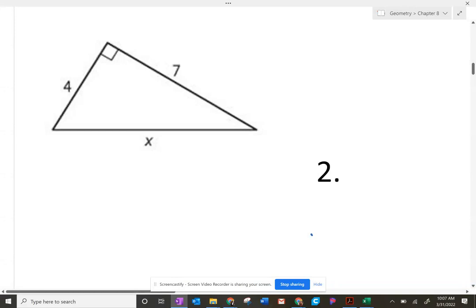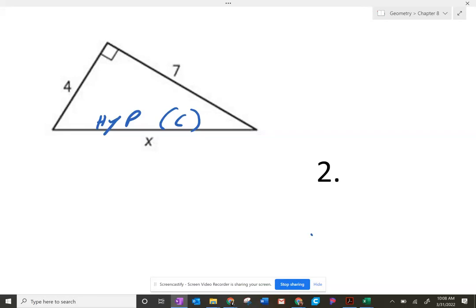All right, so I've got 4, a 7, and then there's an x. Remember, the side that is opposite the right angle is the hypotenuse, and that's always going to be the c value. No matter what, the hypotenuse is always going to be the c value.